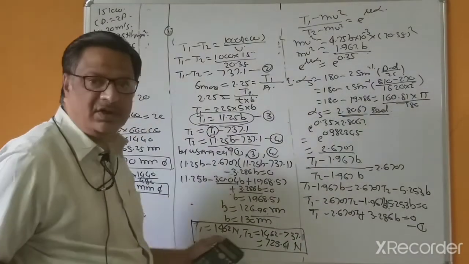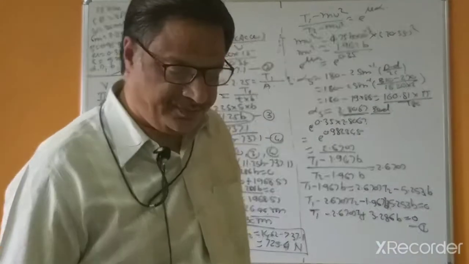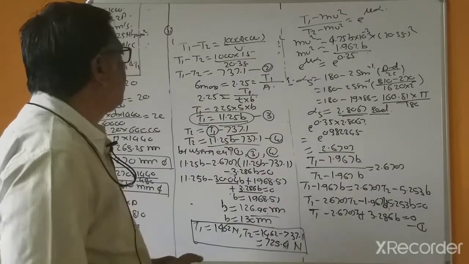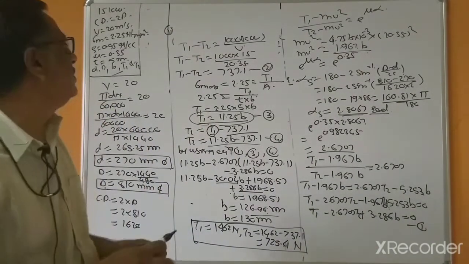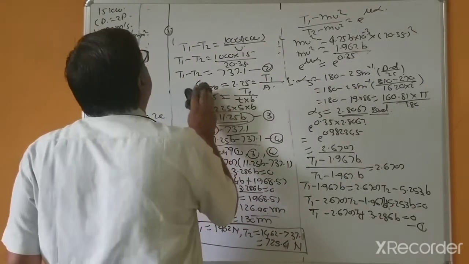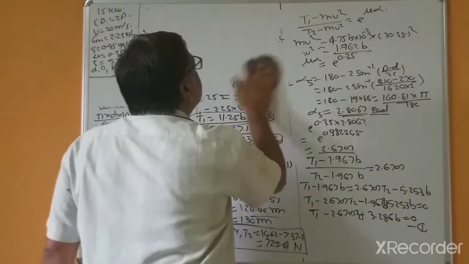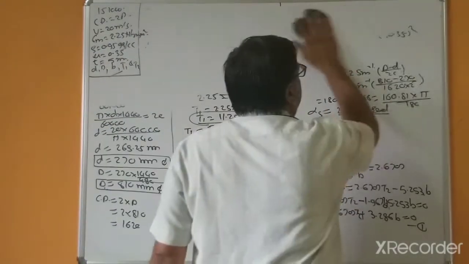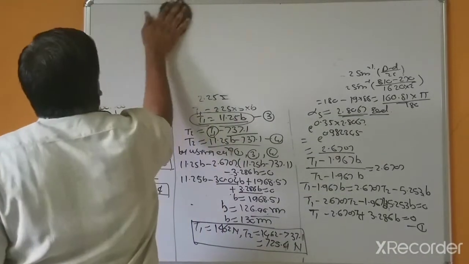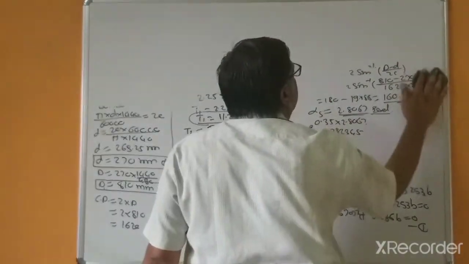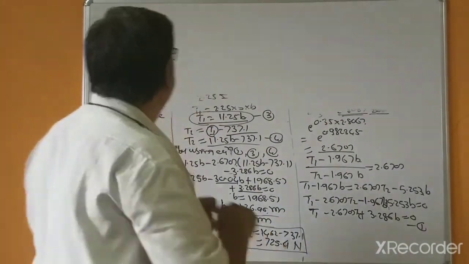This T1 is the tension in the tight side and T2 is the tension in the slack side. I think you understand this problem very clearly. This is the open belt drive problem. After that we will see one problem related to the cross belt drive. So please note down today's second problem.